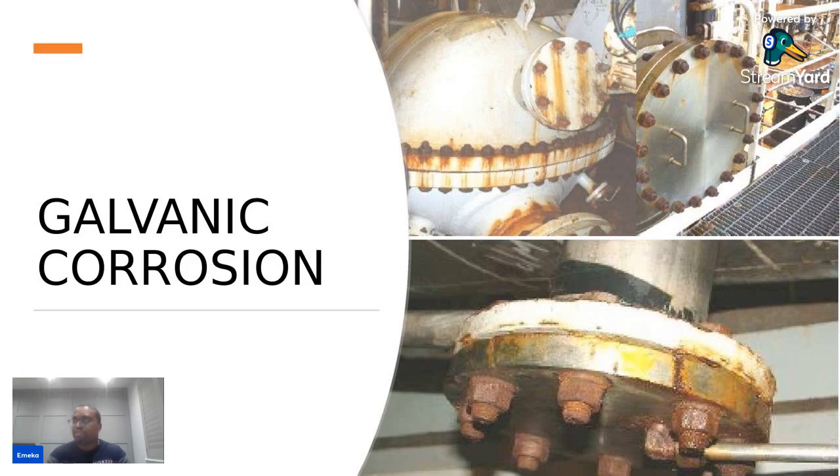From the picture, we can see it's a good example. From what I understand, the flanges are made of stainless steel, while the bolts are made of carbon steel. So as you can see, the carbon steel bolts, which are the anodes, are corroding, while the stainless steel flanges are still in good condition.